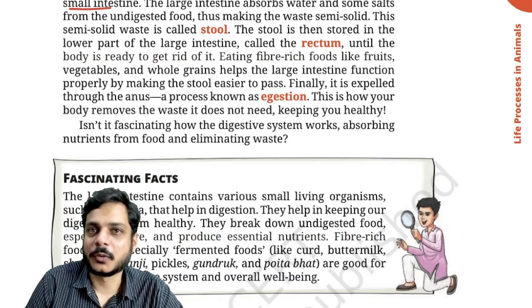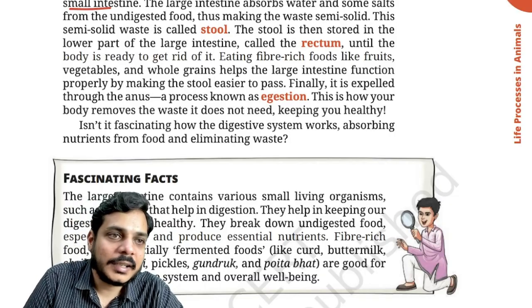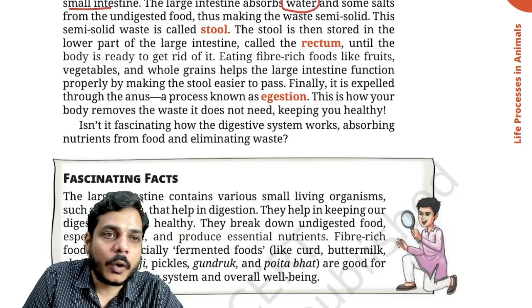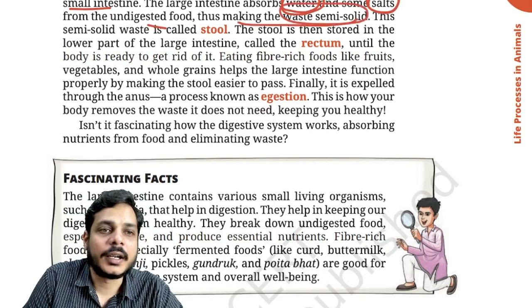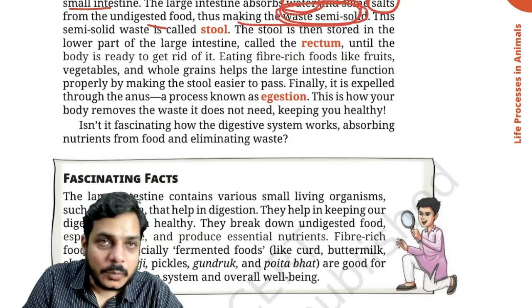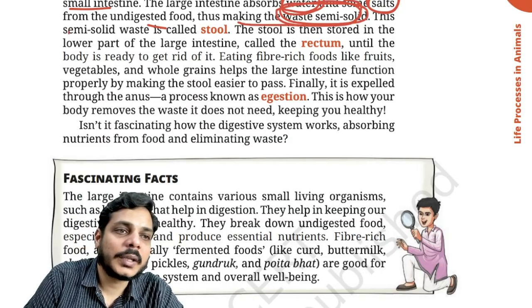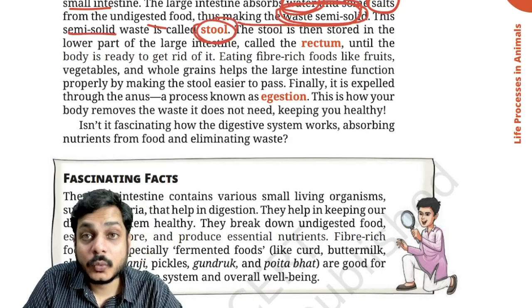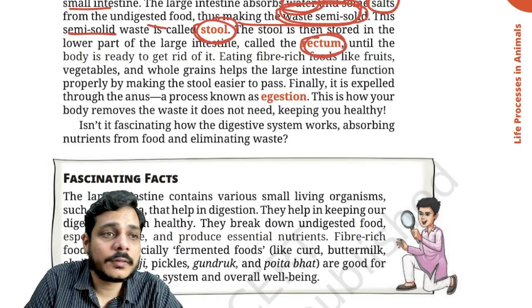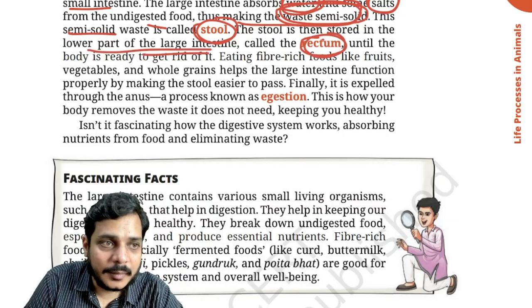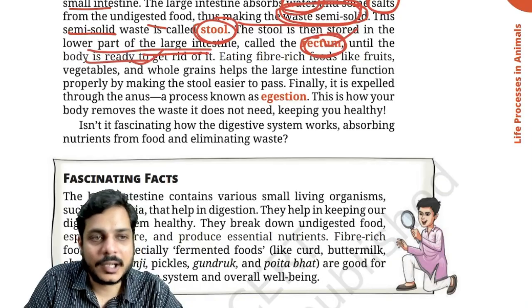From the undigested food, the body is so efficient that it will absorb water as well as some salts from the undigested food, and this makes the waste semi-solid. Okay, this is what we excrete. This is the semi-solid waste that is called stool. The stool, where is it stored? It is stored in the rectum, in the lower part of the large intestine, until the body is ready to get rid of it.